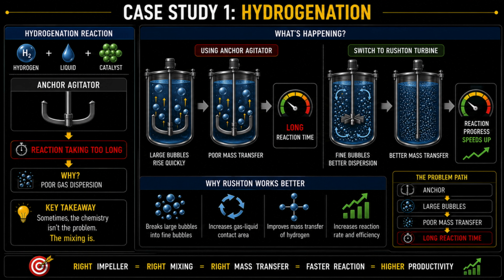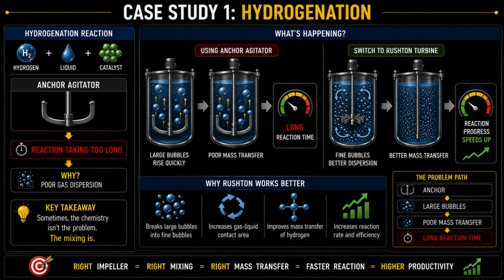Imagine a hydrogenation reaction. The reactor is operating at the correct temperature. Pressure is normal. The catalyst has been charged. Yet, the reaction is progressing much more slowly than expected. Many engineers first suspect the catalyst or reaction chemistry. But the real issue may be mixing.